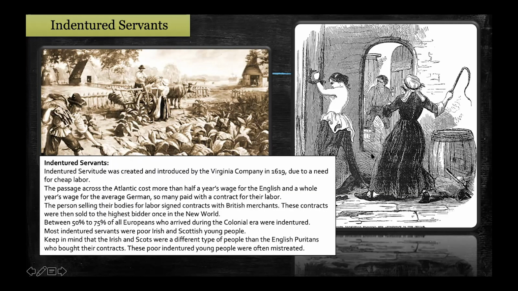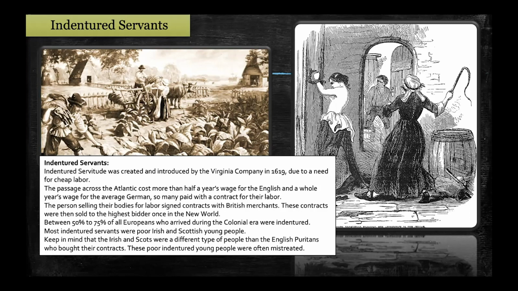Indentured servitude was created and introduced by the Virginia Company in 1619 due to a need for cheap labor. The passage across the Atlantic cost more than half a year's wage for the English and a whole year's wage for the average German. So many paid with a contract for their labor. The persons selling their bodies for labor signed contracts with British merchants. These contracts were then sold to the highest bidder once in the New World.